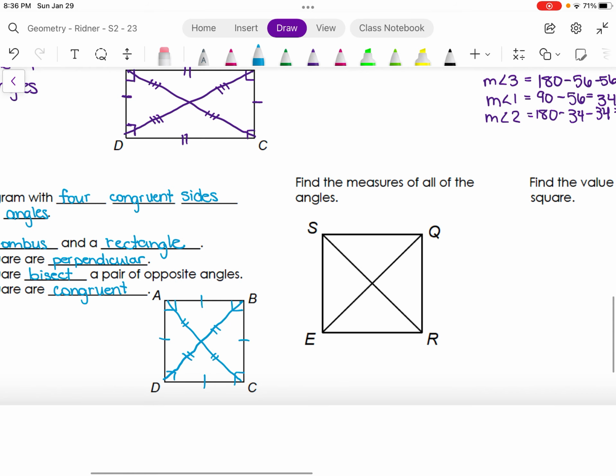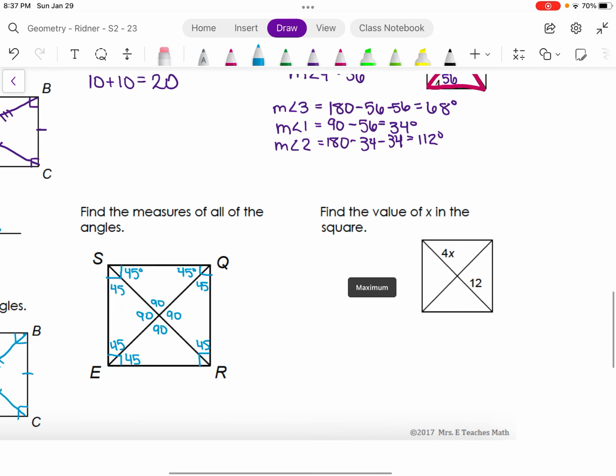So what does that look like? If I know that this is a square, so SQRE is a square, I can find the measures of all of the angles. I know that the big angles here are all 90 degrees. So that means that all the angles in between are half of that, because that is bisected. So all of them are 45. And I also know that all the angles in the middle are 90, because that's part of the property. It's always the case.